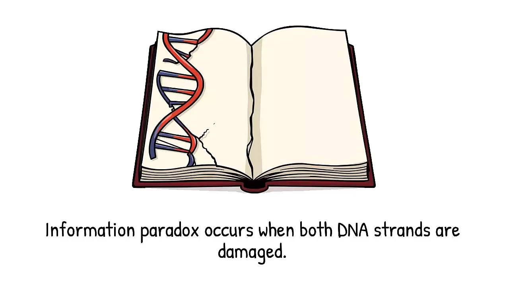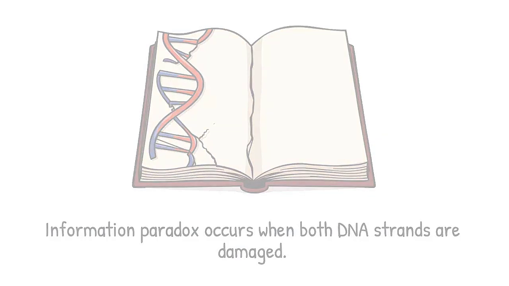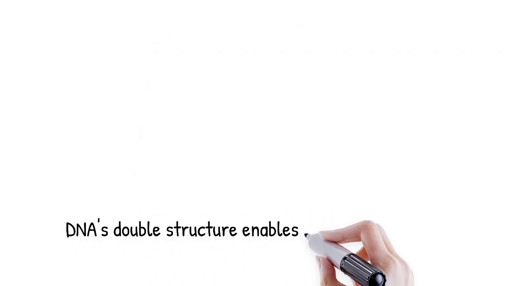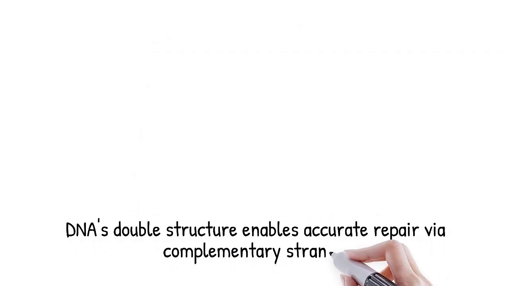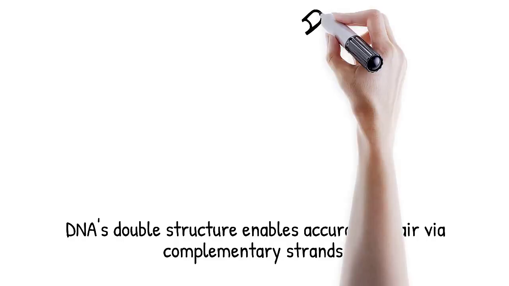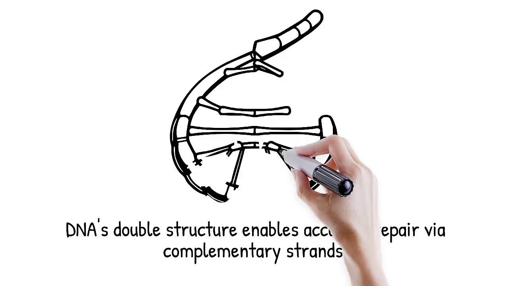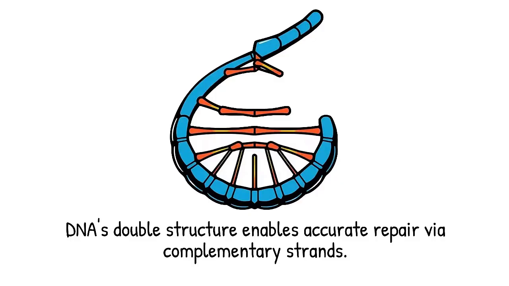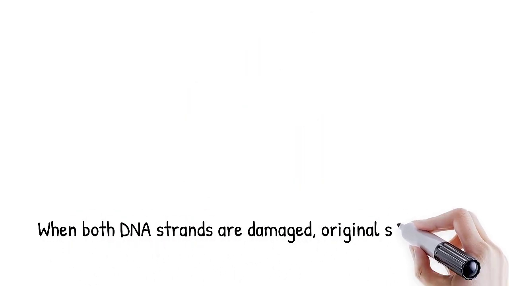Double-strand breaks, caused by ionizing radiation, leave no intact strand to serve as a reference. It is like tearing a page of a book in half and then trying to reconstruct the missing words without another copy. The double-stranded structure of DNA allows one strand to serve as a backup for the other. When a single-strand error occurs, the cell can restore the correct base by reading the intact complementary strand. This redundancy greatly increases repair accuracy.